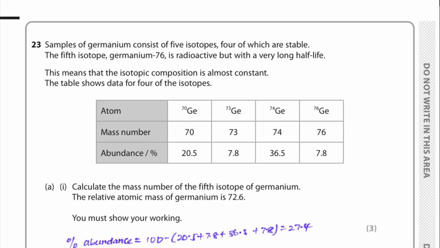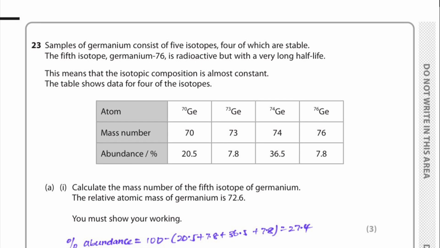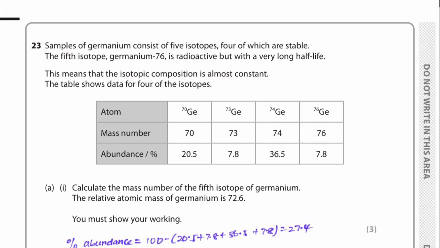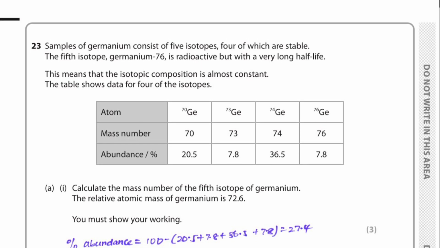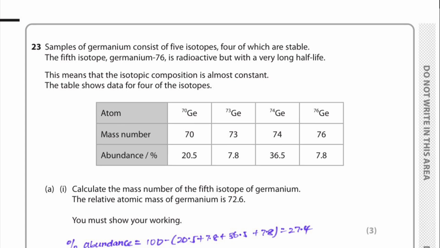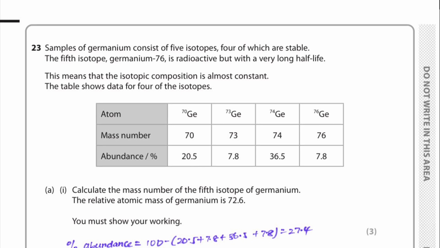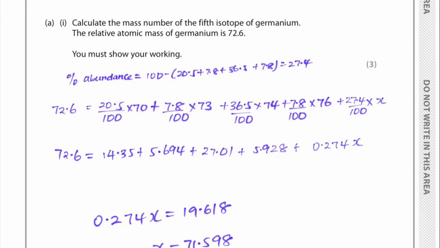Question 23. Samples of germanium consist of 5 isotopes, 4 of which are stable. The 5th isotope, germanium-76, is radioactive but with a very long half-life. This means that the isotopic composition is almost constant. The table shows data for 4 of the isotopes. Then they say, calculate the mass number of the 5th isotope of germanium. The relative atomic mass of germanium is 72.6. You must show your working.